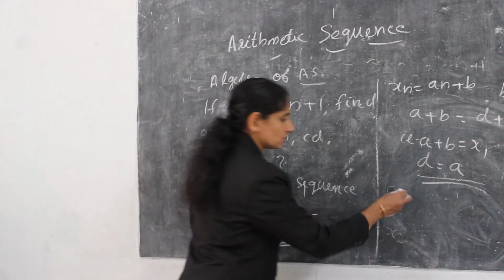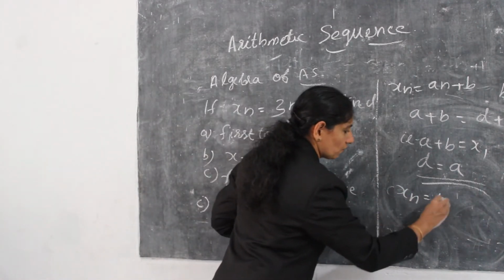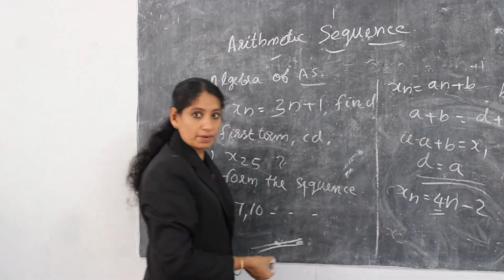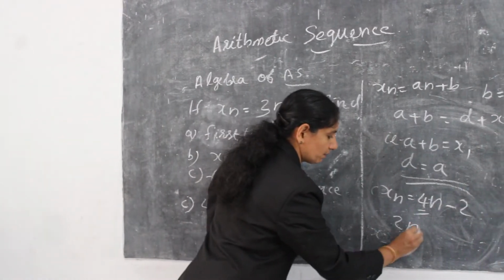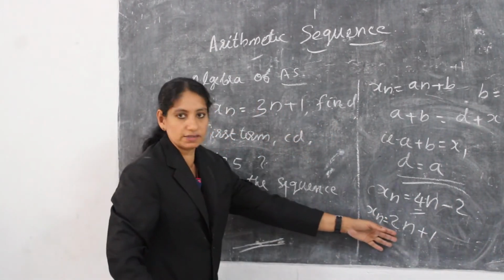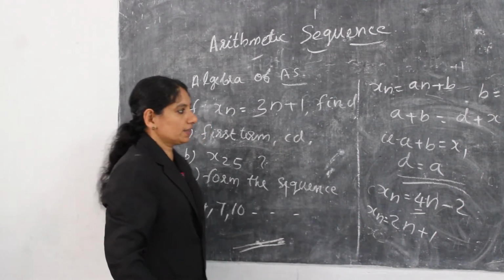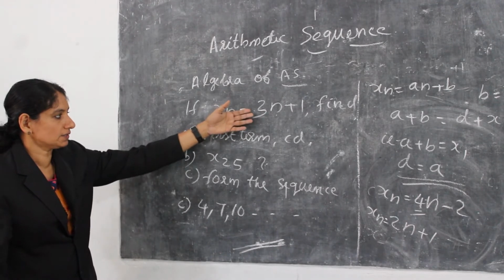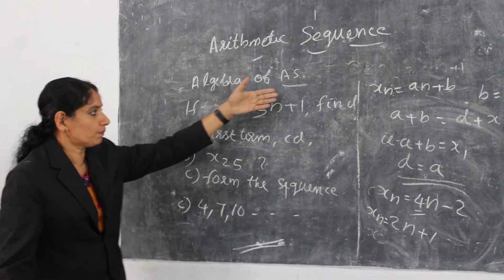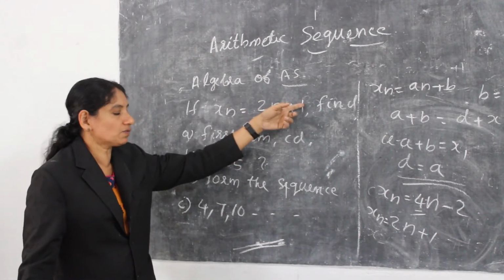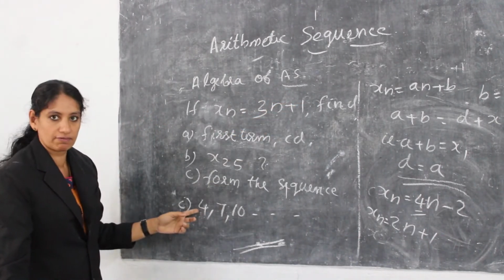Then consider another sequence. xn is equal to 4n minus 2. Then what is the common difference? 4 is the common difference. Another one, 2n plus 1. If xn is equal to 2n plus 1, what is the common difference? 2. Then the first term is 3 plus 1. What is 3 plus 1? 4. That is 4 itself.